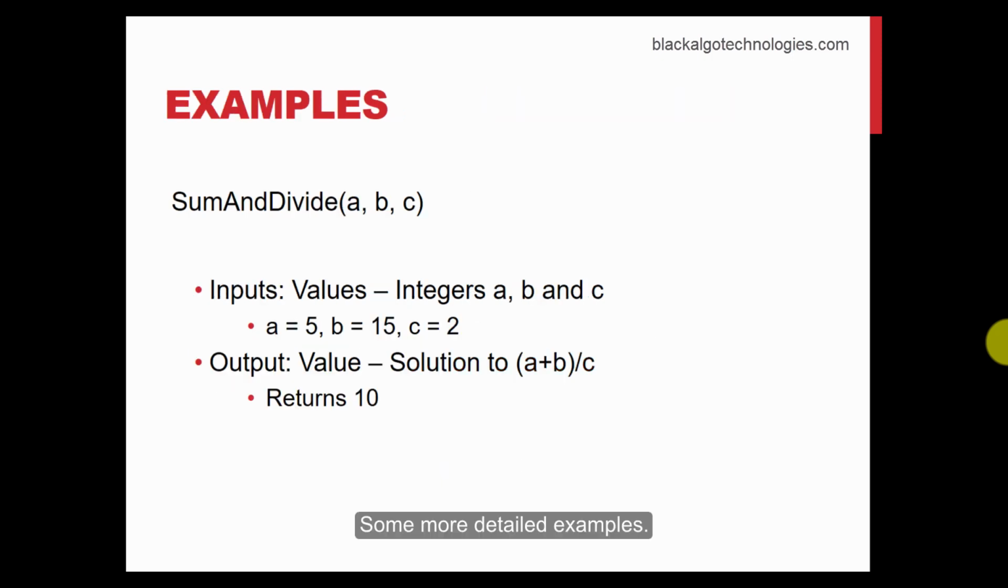So some more detailed examples. Say for this function, sum and divide, ABC, our inputs are integers a, b, and c. In this case, let's assume that they are integers. In the previous example, they were double. So a is 5, b is 15, c is 2, and the output will be, in this case, I'm adding a plus b first. That will be 20 divided by c. So this function returns 10. Take a second to try to understand what's happening.